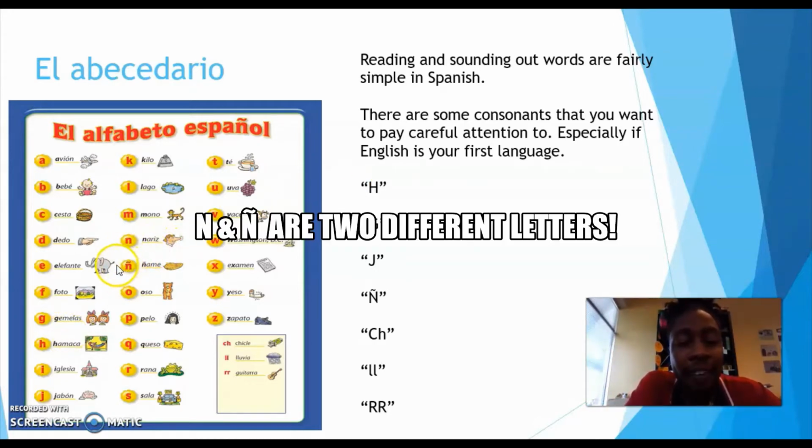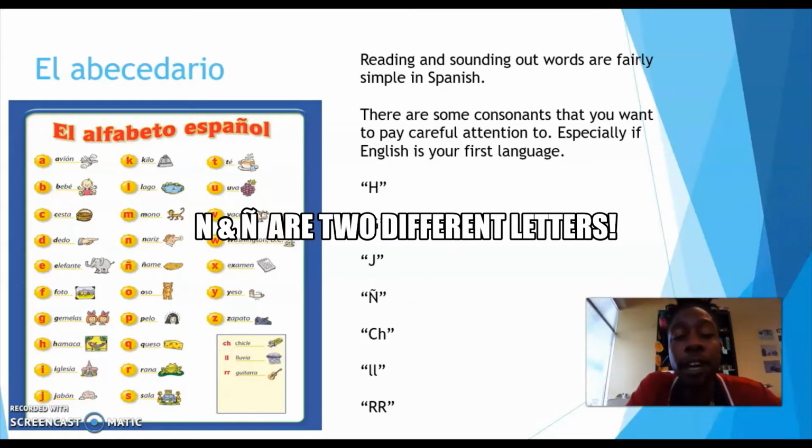So the second half is our letter Eñe. Eñe is not the letter N. It is a completely different letter. It's not N with an accent. It's not N with toothpaste on top. It is a different letter that makes a different sound and that spells very different words.